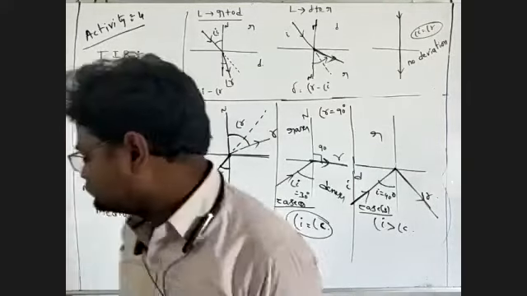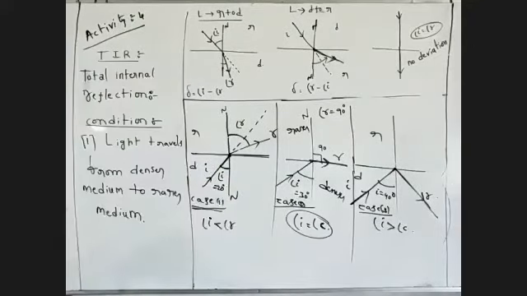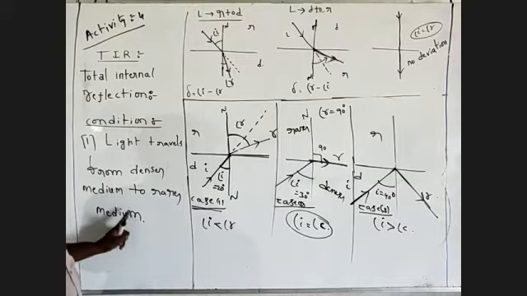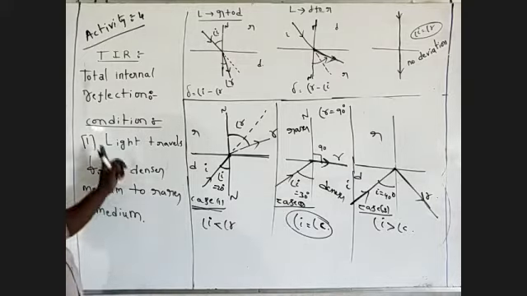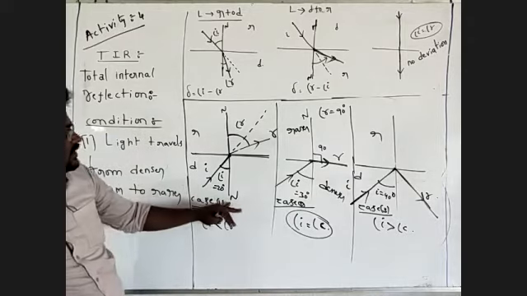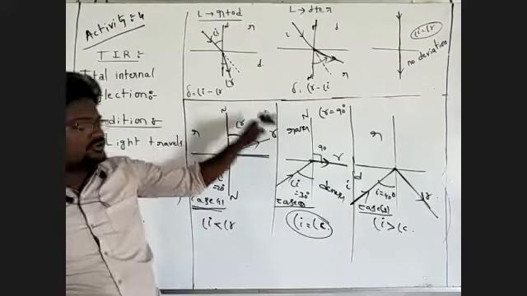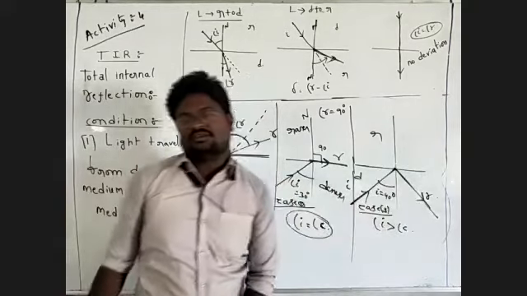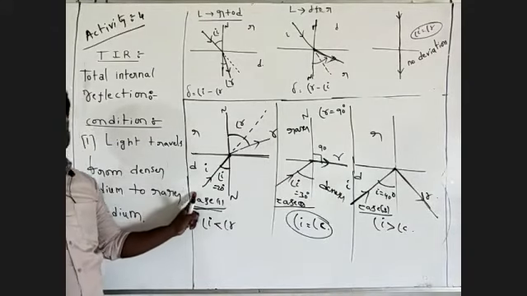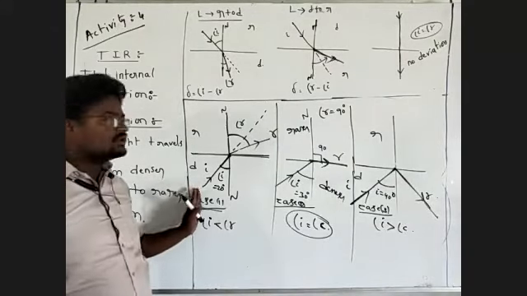This is case number one. The condition is that light should travel from the denser medium to the rarer medium. Condition number one: light travels from the denser medium to the rarer medium. The light ray starts in the denser medium and goes toward the rarer medium. So what happens? The light ray reflects from denser to denser. That is related to the concept.